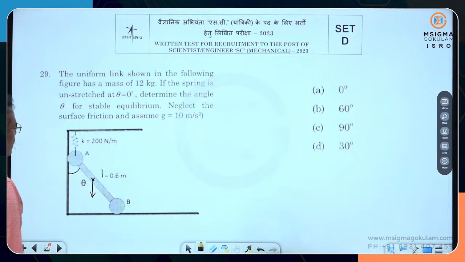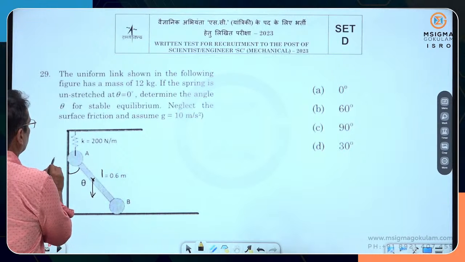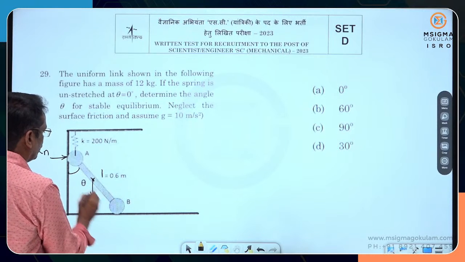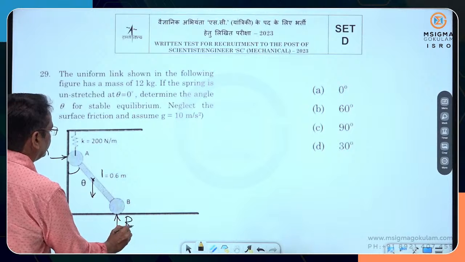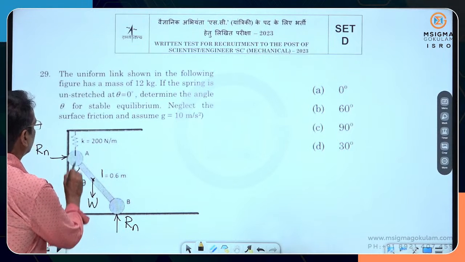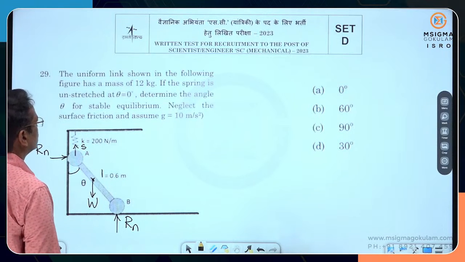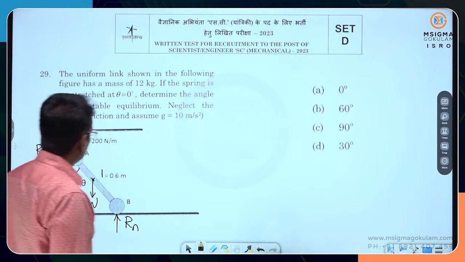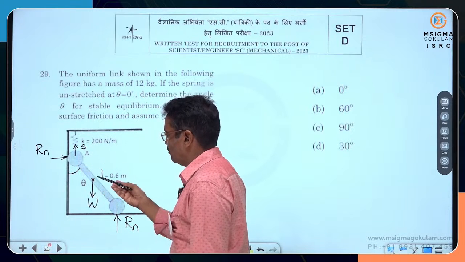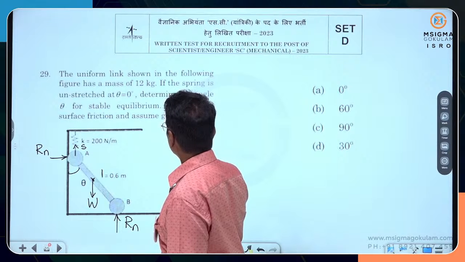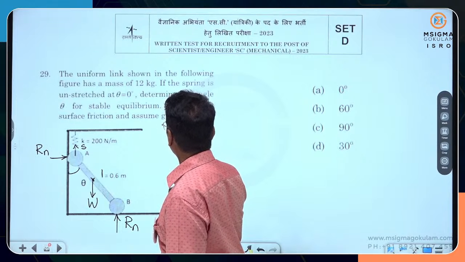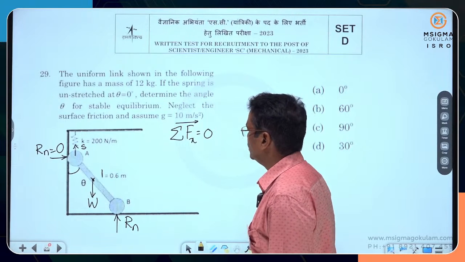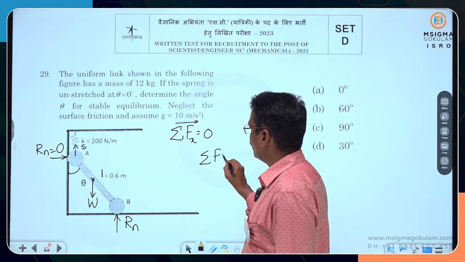If we look at the forces, with no friction, there is a normal reaction here, there is a weight here, and there is a spring force here. No surface friction. Looking at this free body diagram, we have to write the 3 equations of static equilibrium. Sigma Fx is equal to 0. From this we can write that Rn will be 0. And sigma Fy should be equal to 0.